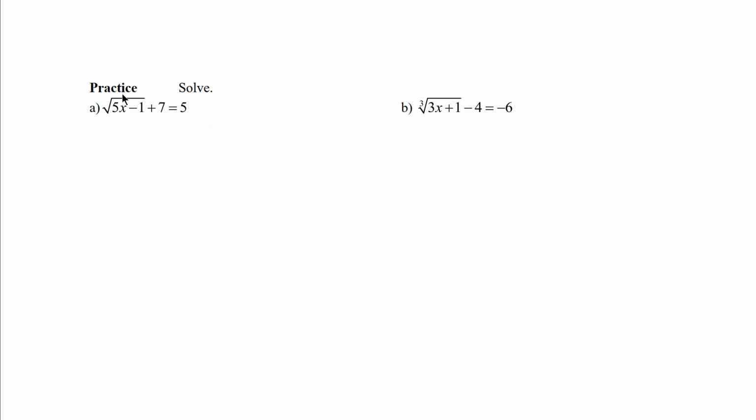Next, we have a practice problem. Solve. For part A, we have the square root of 5x minus 1 plus 7 equals 5. For part B, we have the cube root of 3x plus 1 minus 4 equals negative 6. Alright, so go ahead and pause the video, take your time working out these problems, make sure you verify your answers after you finish, and then check back with the video to make sure you got everything correct.